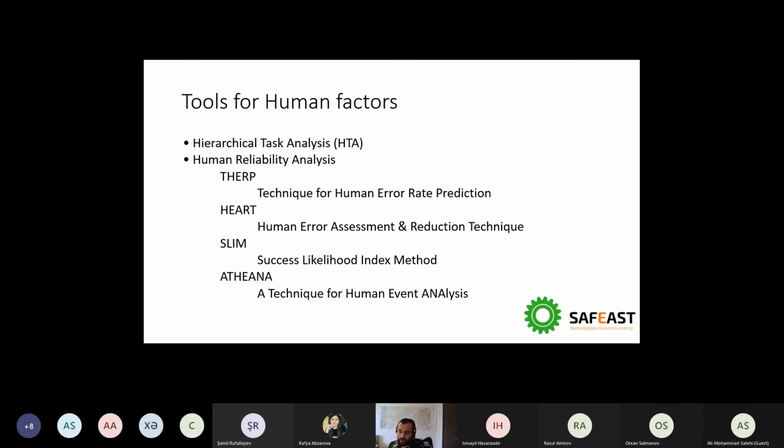So SLIM is the success likelihood index method. With this method, you are trying to understand the success rate of an activity and how you can improve it. And ATHEANA is a technique for human event analysis. Again, you are trying to understand the reliability of humans when carrying out a task.